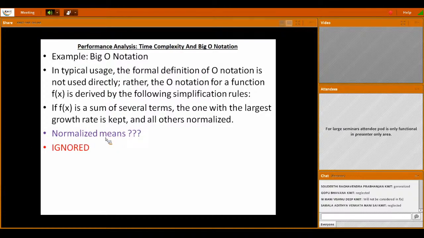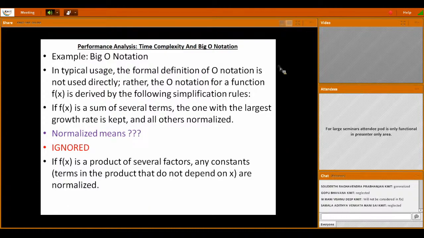Normalized means ignored. The most significant term is kept for the simple reason that the growth rate is being dictated by this particular part of the code, and compared to the growth rate of that part of the code, the others are insignificant. Therefore, they are normalized. Sai Prajwal very correctly said ignored in the first go. Others said neglected; all are synonyms.